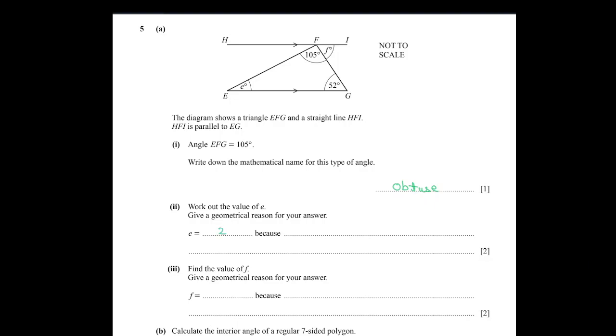is 23. So write down 23. E is 23 because the sum of all angles in a triangle is 180 degrees.